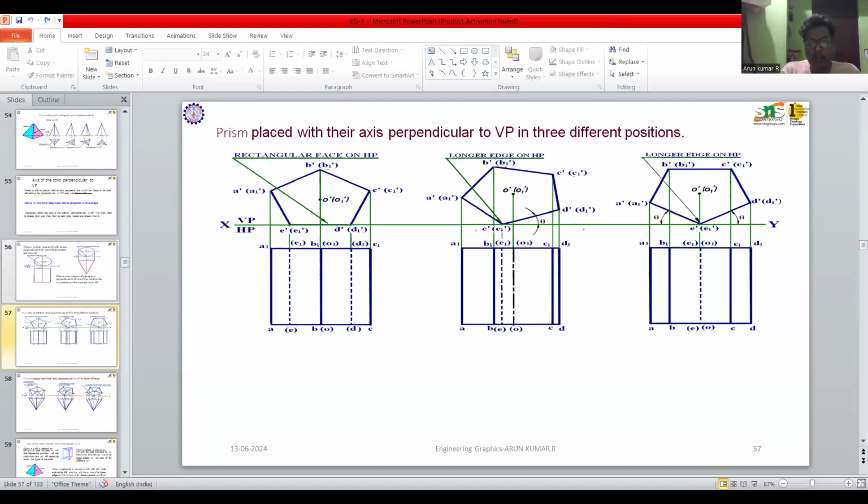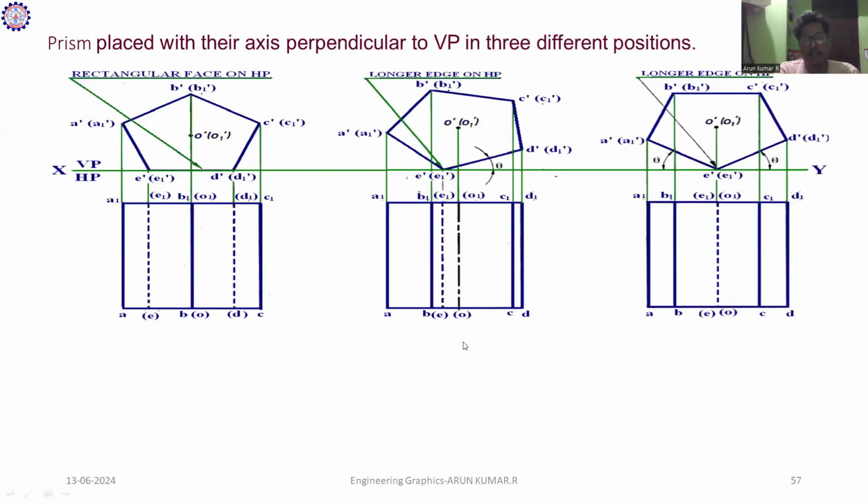Good morning. In this series, we look at the condition where one of the longer edges is inclined at a certain angle. In this case, I again have to take a pentagonal prism, and I take the same parameters.